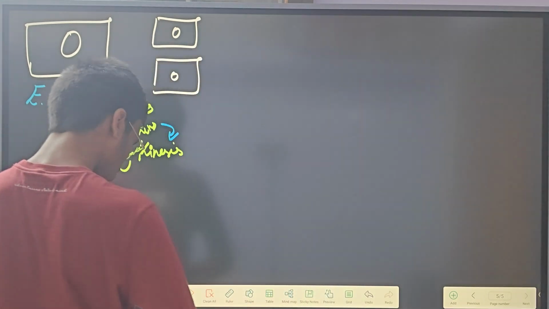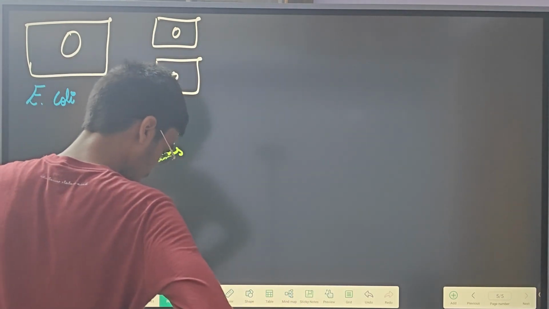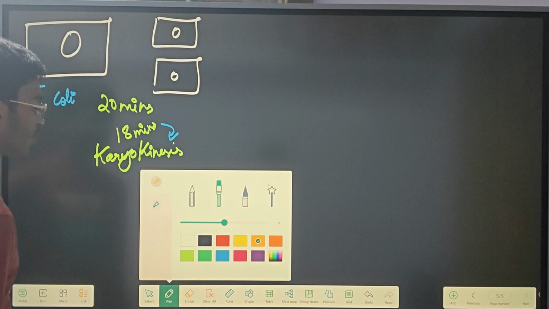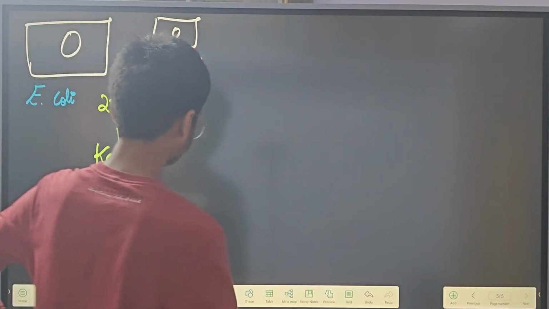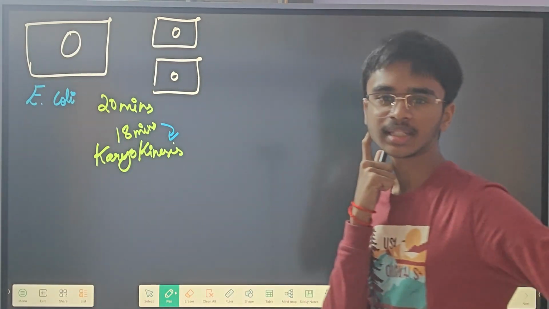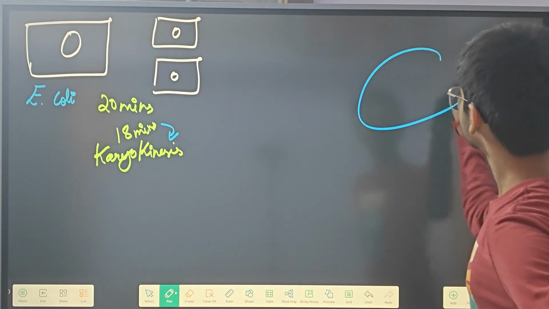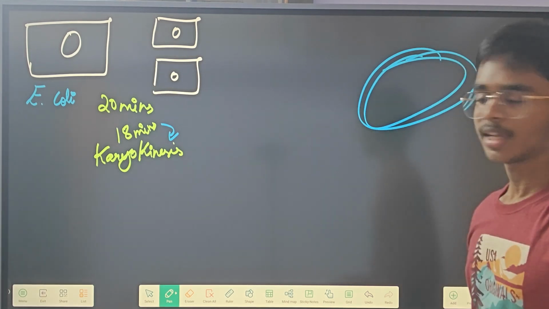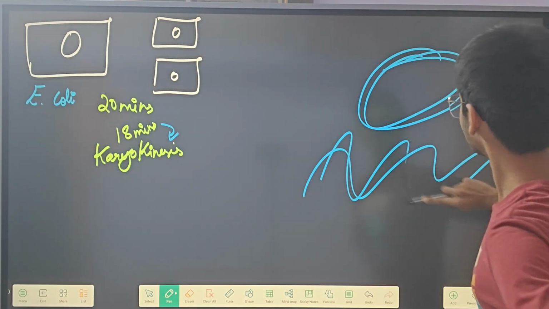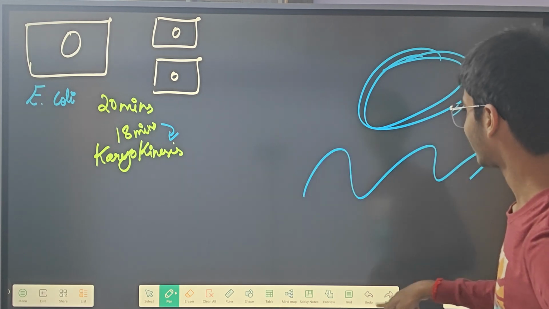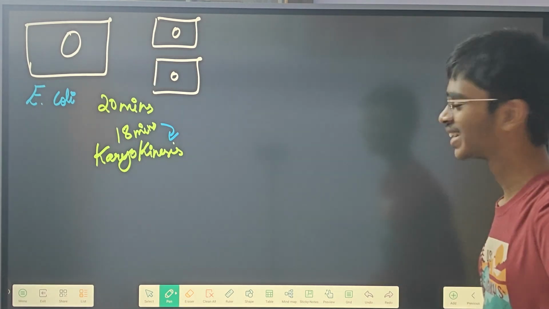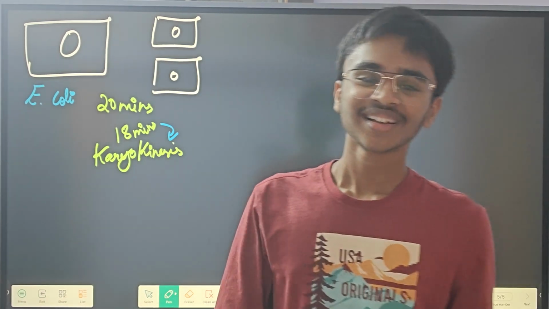The common question is, if you are checking out the rate, before that I have to say one thing. The DNA which is in it, it will be like this. It won't be like this. Like this, it won't be.